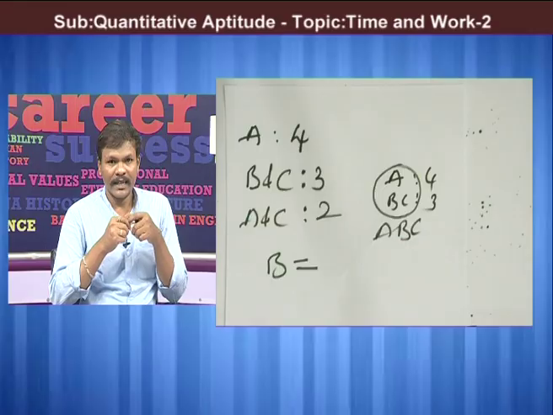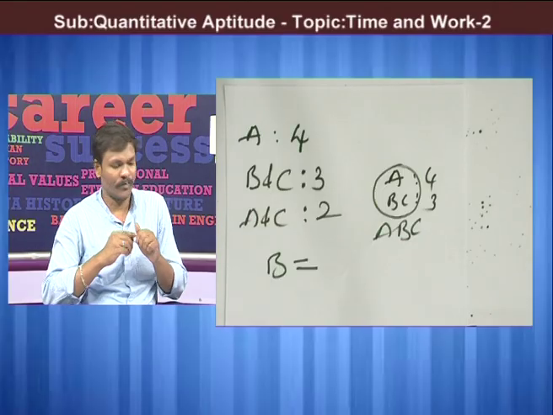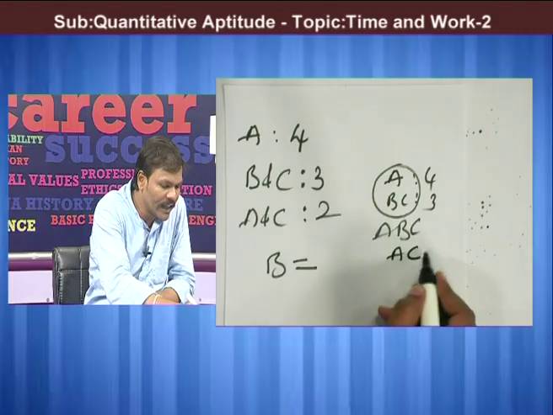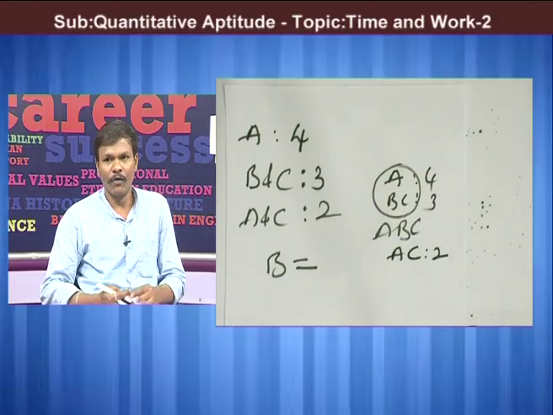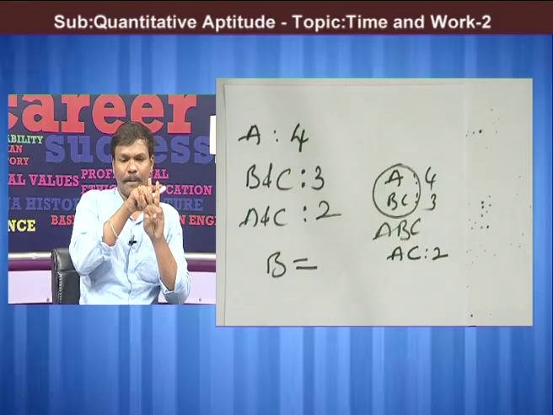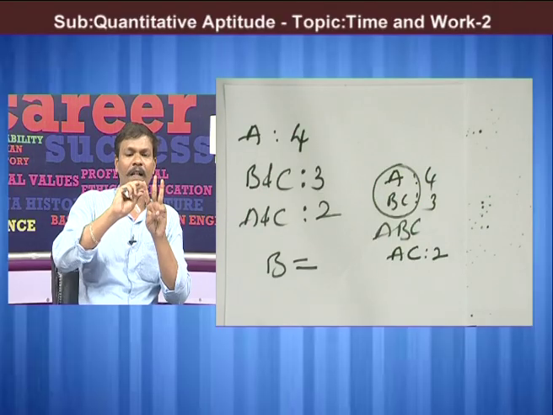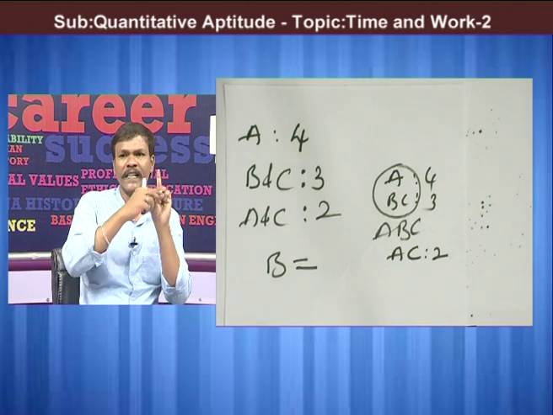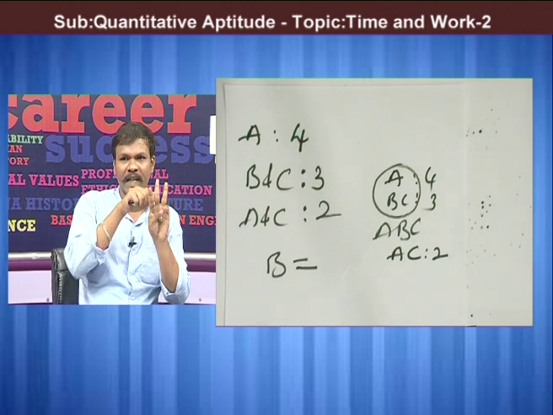Next, A and C can do it in 2 hours. So from A, B, C, if we remove A and C, we get only B. That means from A, B, C together, if you remove the AC value, we get the B value. From the two statements, A, B, C are there, and from this A, B, C, if you remove A and C, you get B only. This is applied in the calculation part.